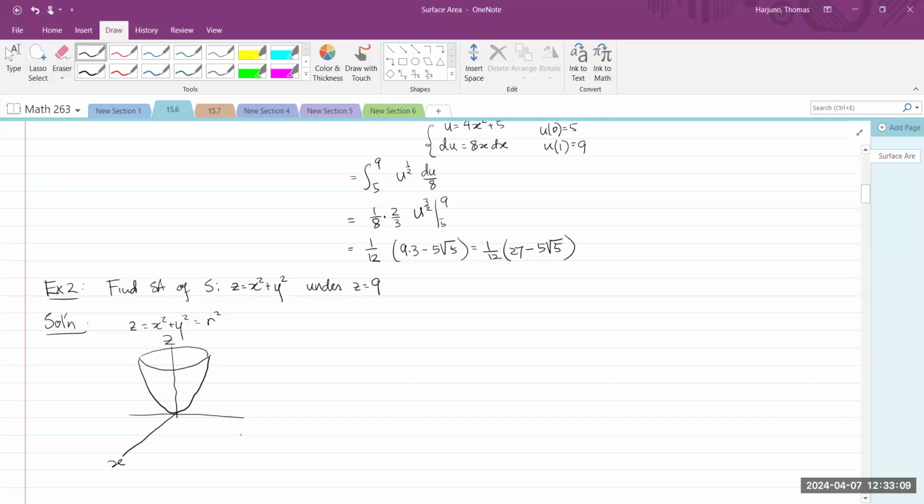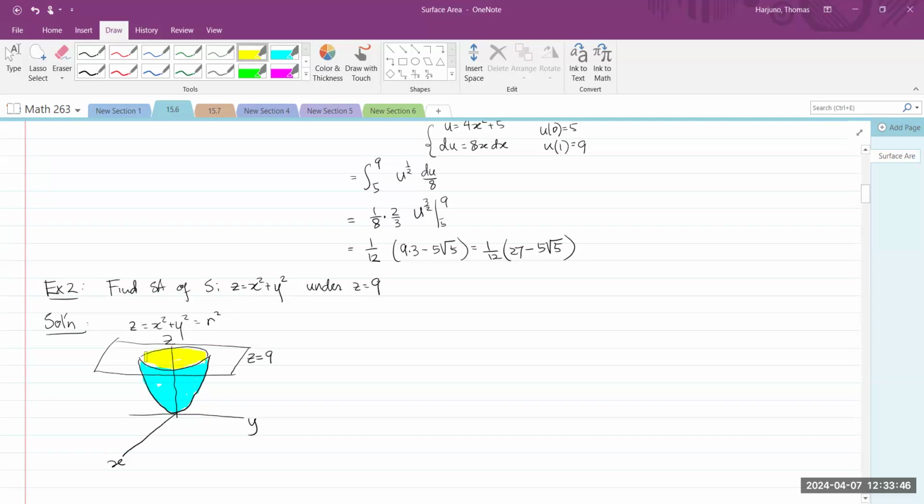Then you have a surface or a plane capping that paraboloid. The plane is z equals 9. Then what is the surface area on that paraboloid below that plane? Okay, including the one at the back.